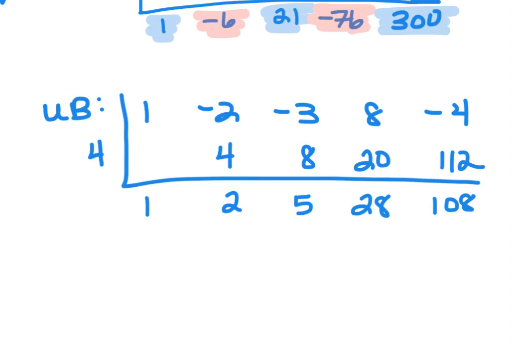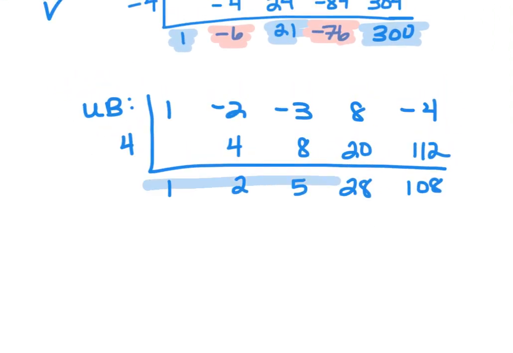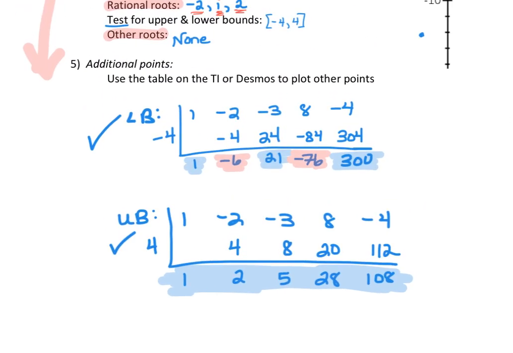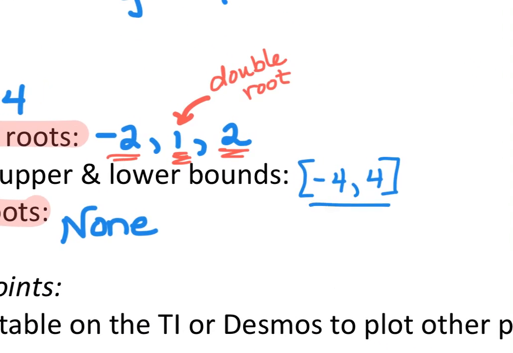And what you're looking for in this situation for the upper bound is that the entire quotient row is positive numbers, and therefore my upper bound checks. So there's my lower bound and upper bound check. So I know that all of my zeros happen between -4 and +4.